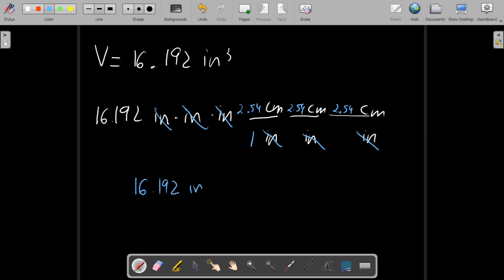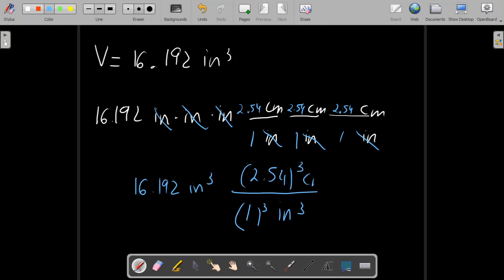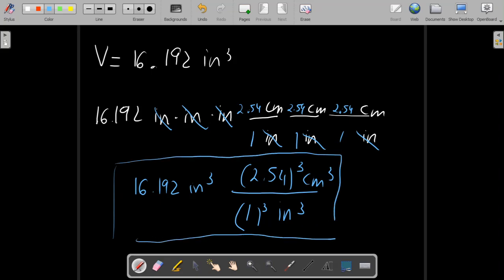You could have just done this, 16.192 cubic inches. Open your factor label method and put 1. Whatever number it is, in this case it was 1, okay? Cubic inches is 2.54 cubed for the cubic centimeters, okay? If you are very familiar with conversions, you may want to go this way. You can do it this way, it's quicker.